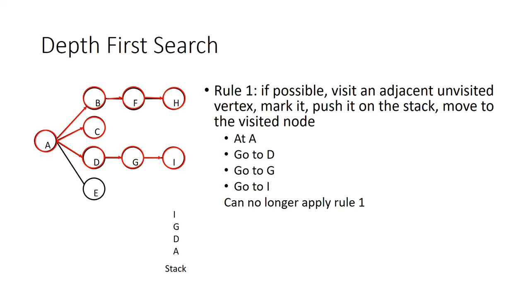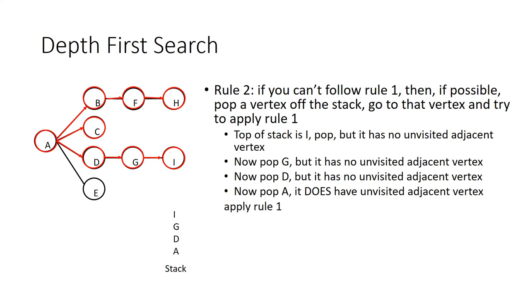There's my stack. So I'm going to go back to Rule 2. So Rule 2, I'm going to start popping. The top of the stack is I. I pop it off, and I look at I, and I see if there's any place unvisited from I. There's not. So I do another pop. I pop G, and it doesn't have any place I can go to.